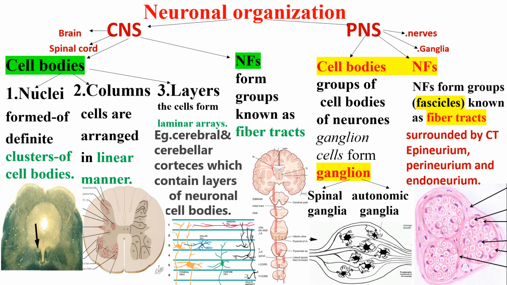العلوي زي epithelium العلوي. يبقى in peripheral nervous system the nerve fibers are arranged in groups called fascicles, and the group is called fiber tract. These tracts are surrounded by connective tissue.